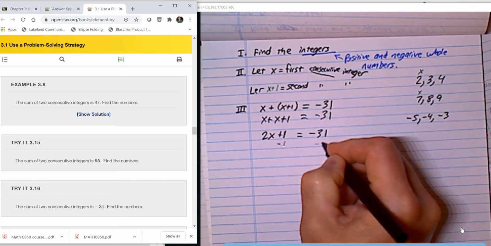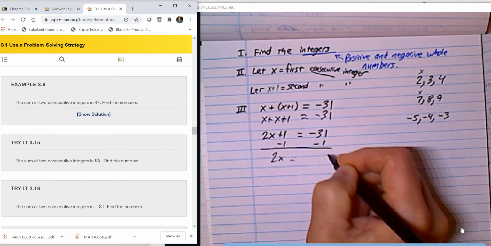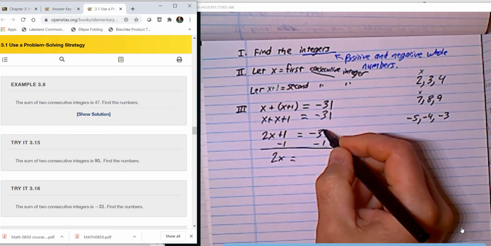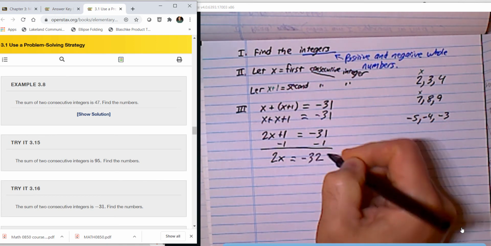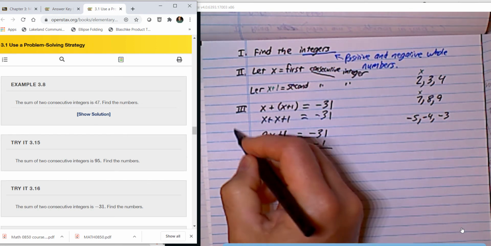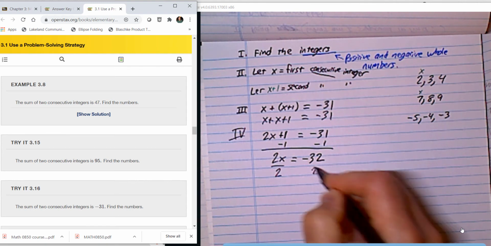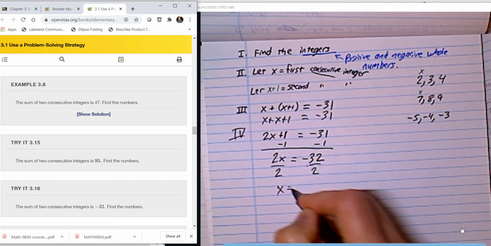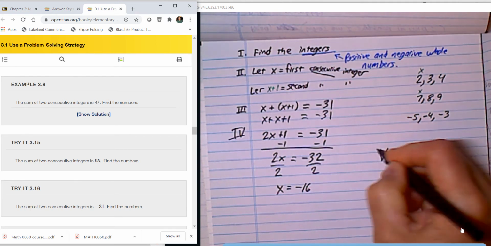And now if I subtract 1 from both sides, I'll have 2x equals, now that when I say subtract 1, you have 31 to the left and 1 more to the left, it's 32 to the left, so you get -32. And so to finish, this is all step 4 I'm working on right now, right? All the solving. To finish, I would get x equals -16. And so now I'm ready for step 5.